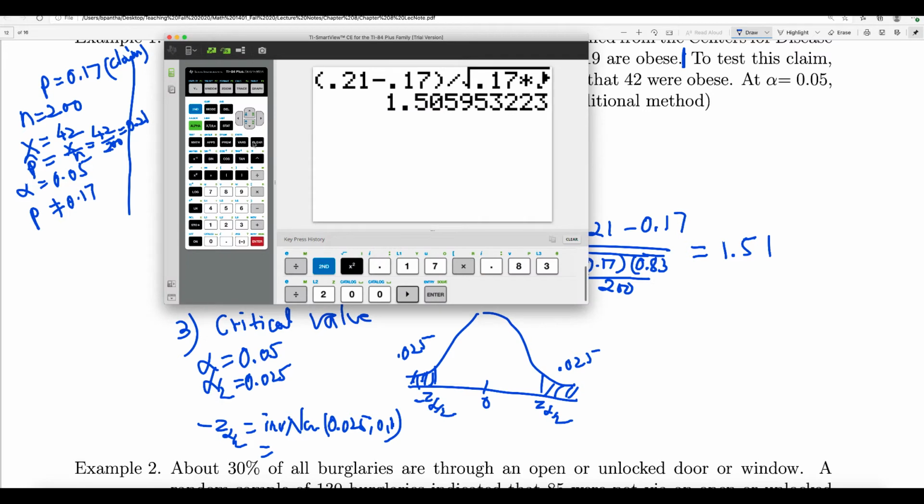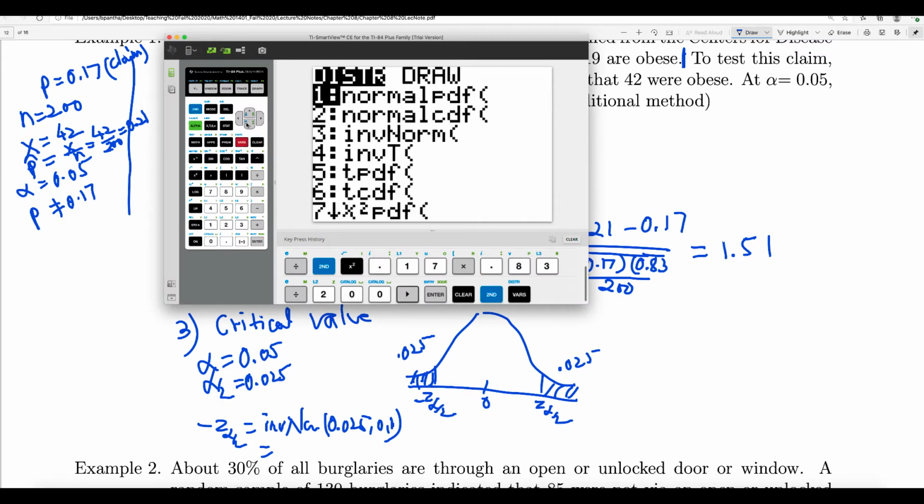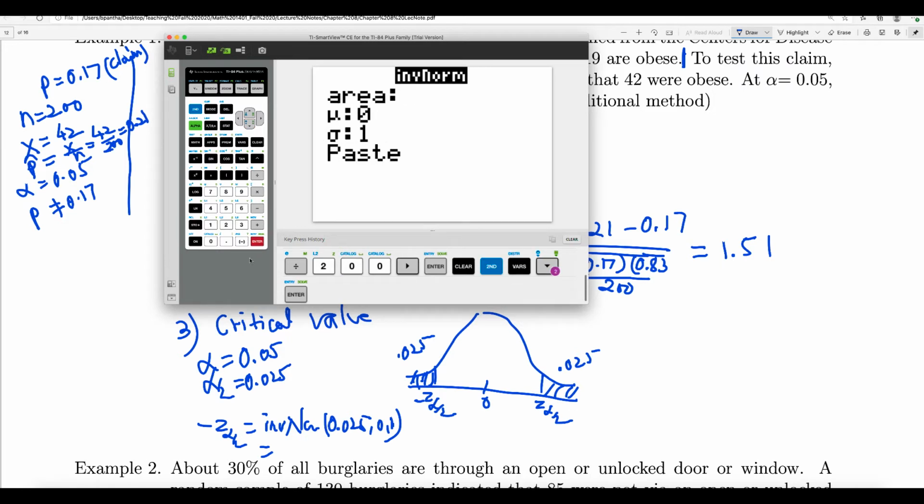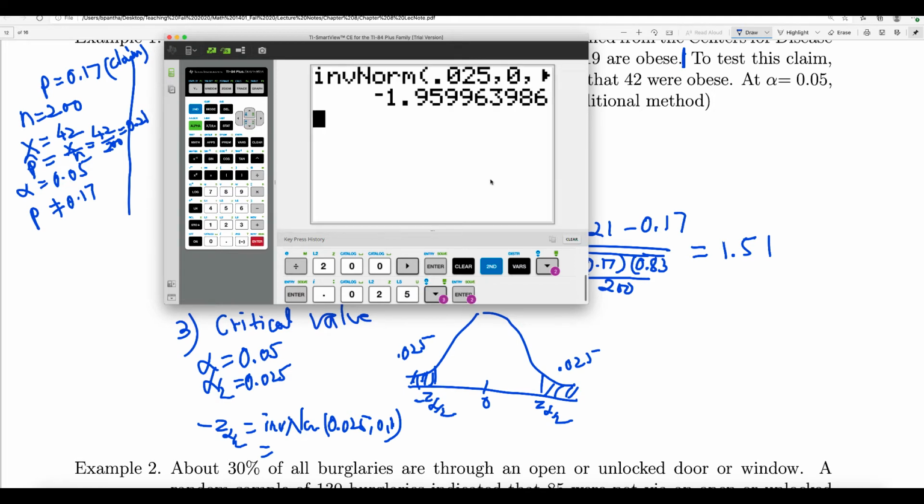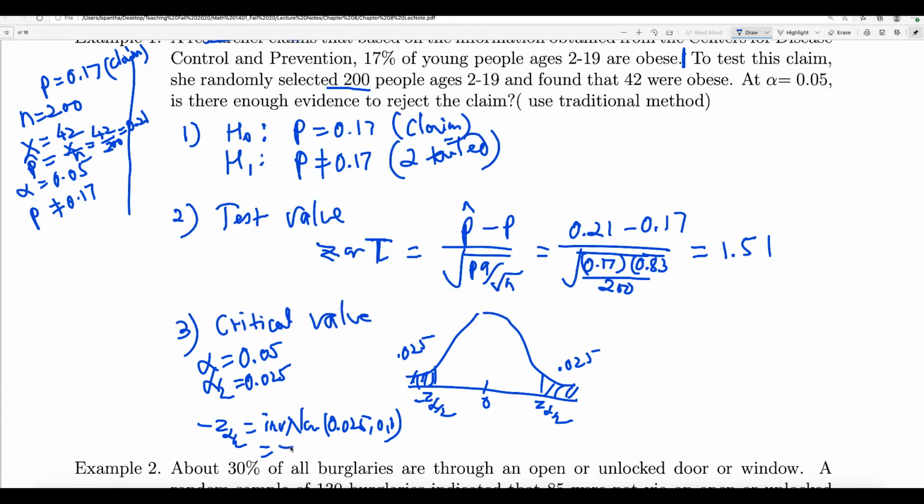So we go to second VARS. You get inverse norm in number 3. Hit enter. Area is 0.025, right? And then mu is 0, sigma is 1. If you hit enter on Paste, that's what you get, negative 1.96. So this value is negative 1.96, right? And this is positive 1.96.